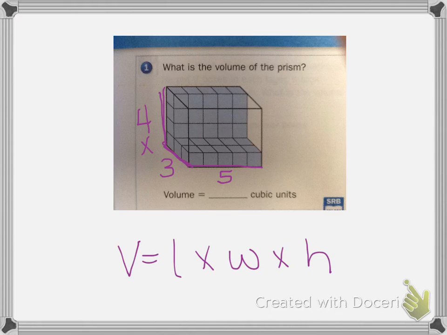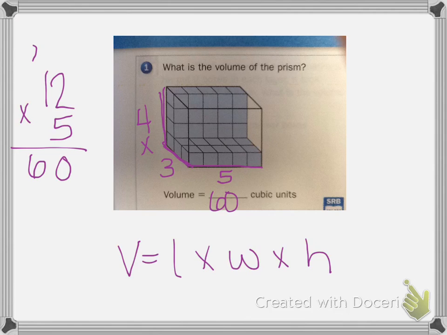So now we need to multiply all of them. 4 times 3 is 12. 12 times 5. 5 times 2 is 10. Carry the 1. 5 times 1 is 5, plus 1 is 6. Therefore, the volume of this prism is 60 cubic units.